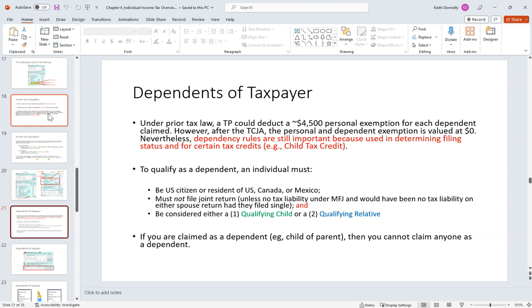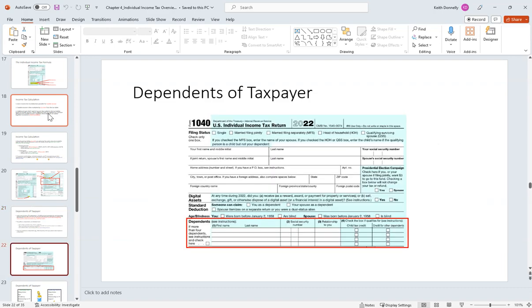The big thing here is really the test you need to know: qualifying child and qualifying relative. A little piece there at the bottom, just be aware of this: if someone claims you as a dependent, then you are not allowed to claim anyone else as a dependent.